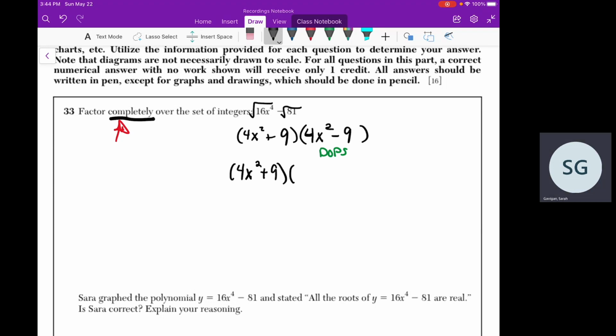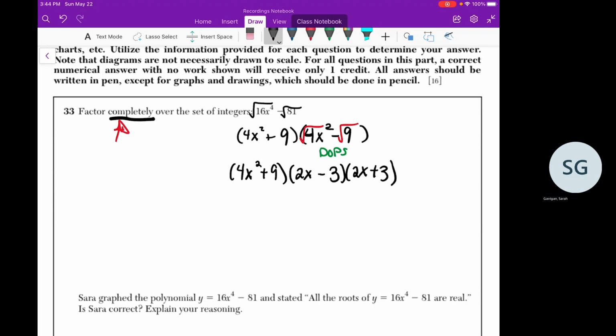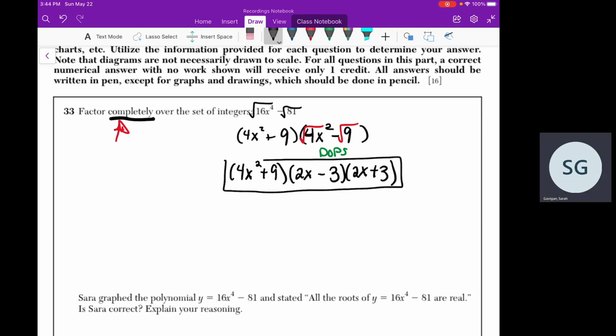So I'm going to keep factoring this by square rooting each of those. That is 2x minus 3 and 2x plus 3. Those don't factor again. That is the polynomial factored completely.